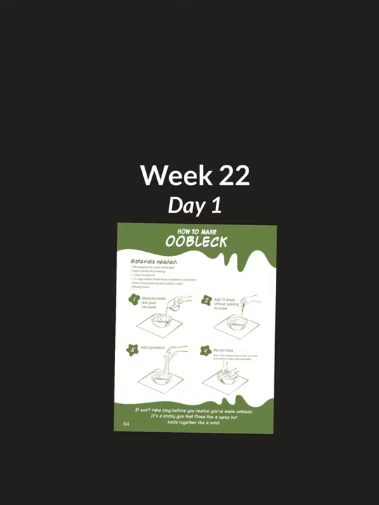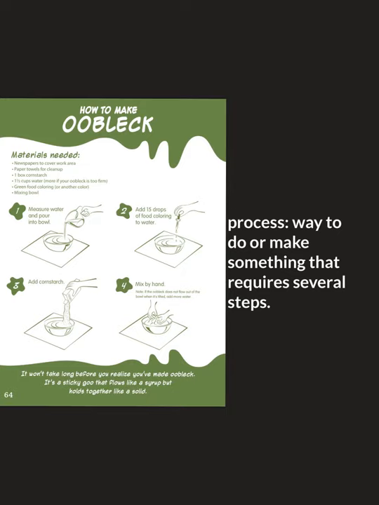And here we go. This is the article, How to Make Oobleck. It describes a process that you would use to make it. A process is the way to do or make something that requires several steps. In this case, 4 specific steps. Think about step 2 of the process. What was it? Turn and talk to your partner.